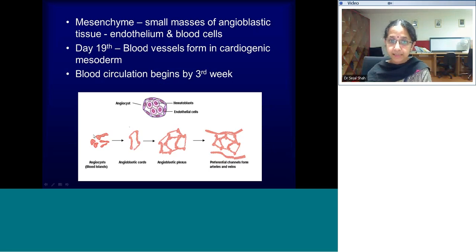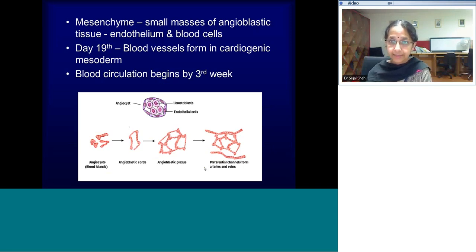Mesenchymal cells are small masses of angioblastic tissue, which you can see here. They are initially angiocytes. They form angioblastic cords. Then they start forming angioblastic plexus. And after that, they form preferential channels, causing development of arteries and veins.